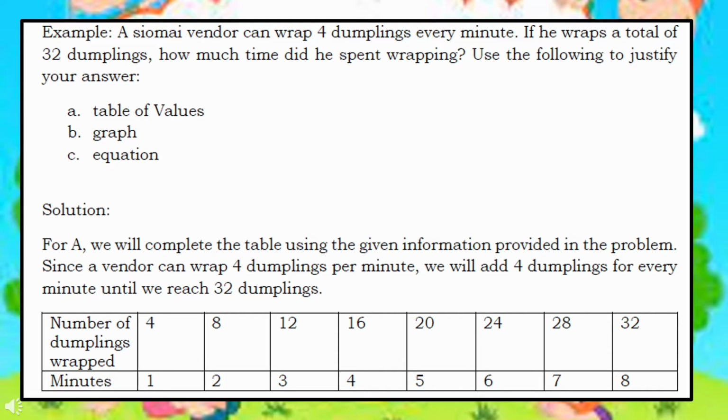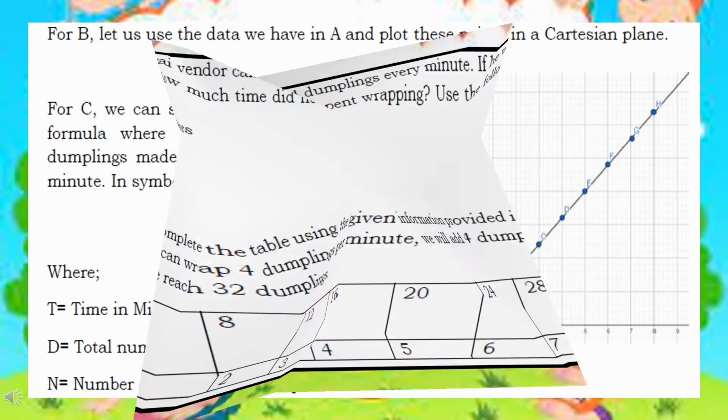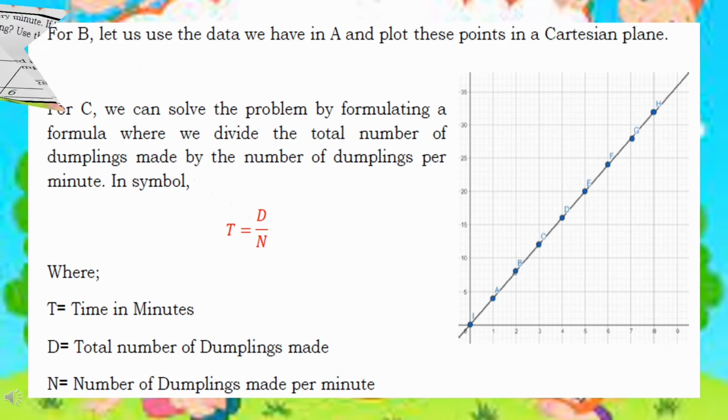If it's 3 minutes, he wrapped 12. If it's 4 minutes, he wrapped 16 dumplings. If it's 5 minutes, he wrapped 20 dumplings. So on and so forth. Now let us plot the points on the Cartesian plane. So we have here the plotting on the right side.